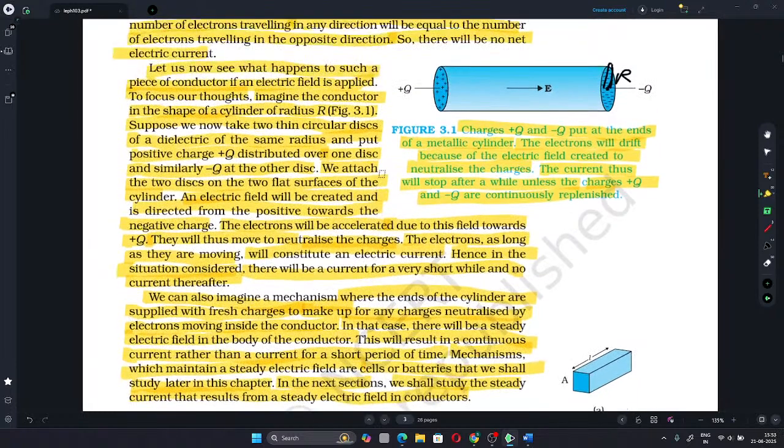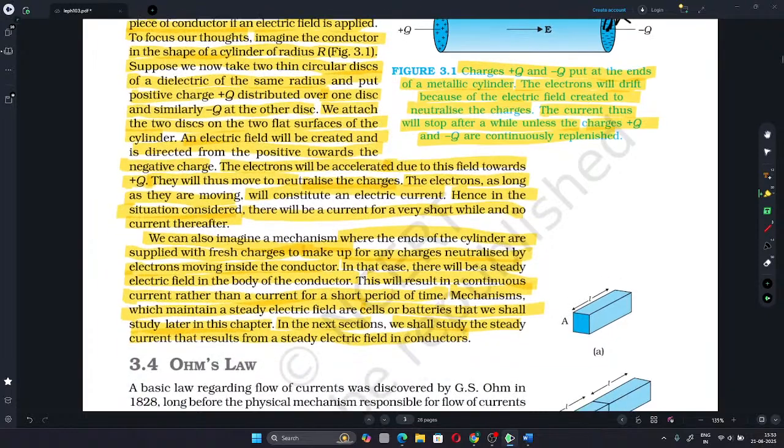Let us see what happens to such a piece of conductor if an electric field is applied. To focus our thoughts, imagine the conductor the shape of a cylinder of radius r. Suppose we now take two thin cylindrical discs of a dielectric of the same radius and put positive plus q distributed over one disc and similarly minus q on the other disc. We attach the two discs on the two flat surfaces of the cylinder. An electric field will be created and is directed from positive towards the negative charge.